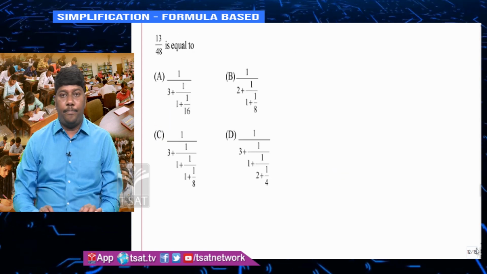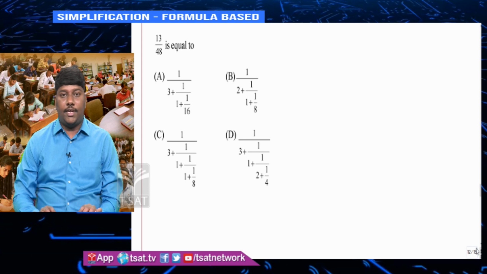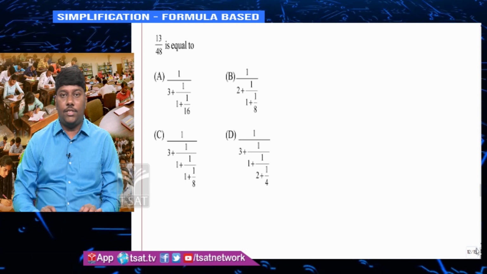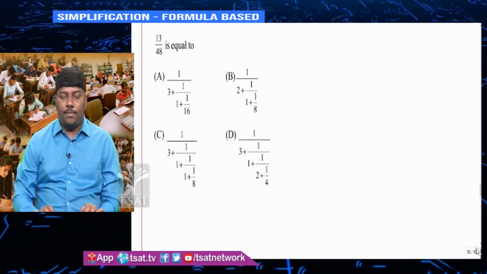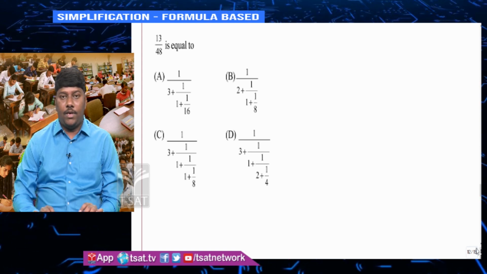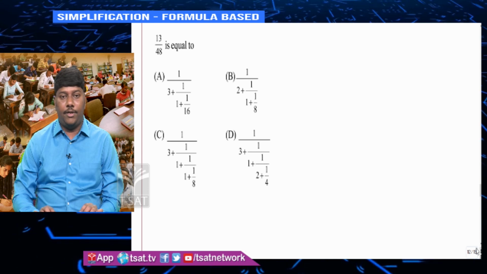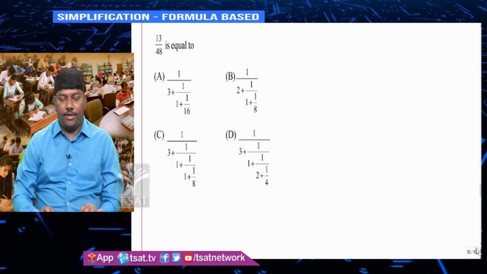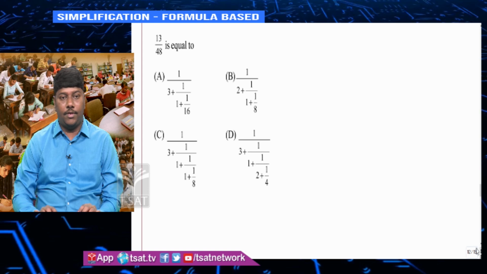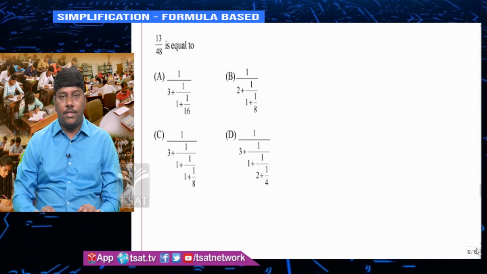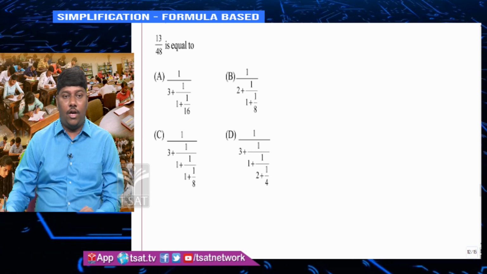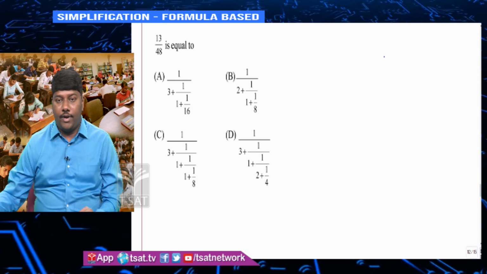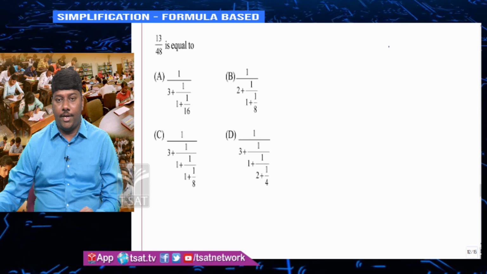Now, look at this sum. Here it is given as 13 by 48 is equal to, you can see option A, option B, option C, option D. If you simplify it by using these options, it will take a lot of time. If you come from the denominator, it will take a lot of time. So when a fraction is given and if you wish to express it in the given format, always take the fraction and divide the denominator by the numerator.